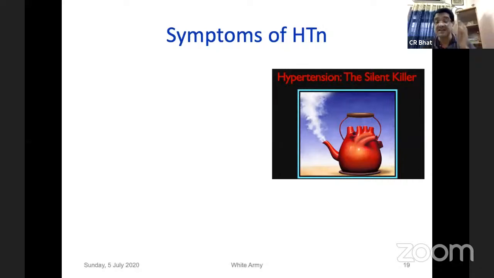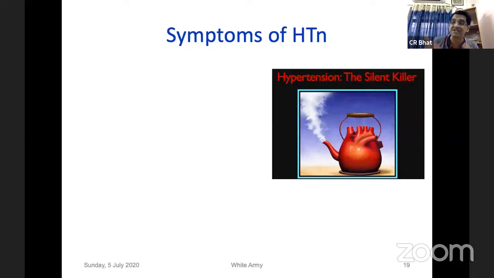Now, there are so many symptoms of hypertension. What are the symptoms of hypertension? 80% of primary hypertension will remain asymptomatic until they develop advanced hypertension. They have already developed some complication, vascular remodeling has occurred, and some complications have developed. So they land up with the complications, morbidity, mortality, and so on. That is why hypertension is called a silent killer.